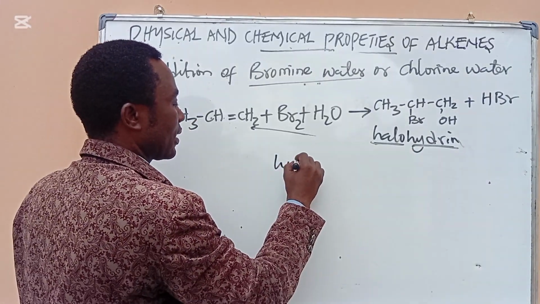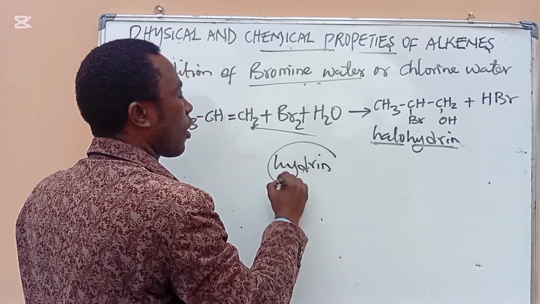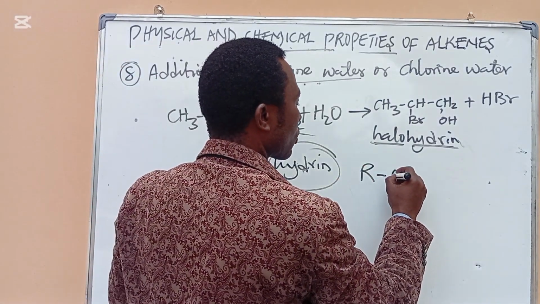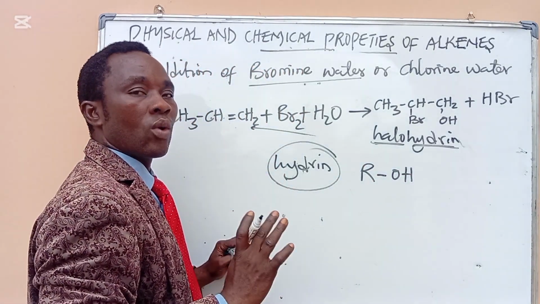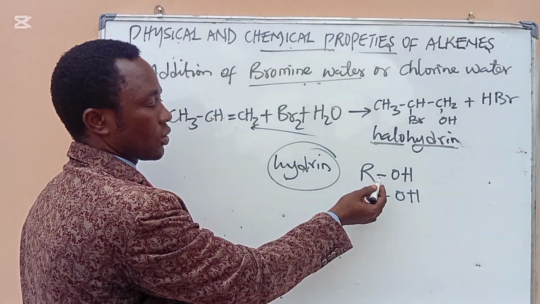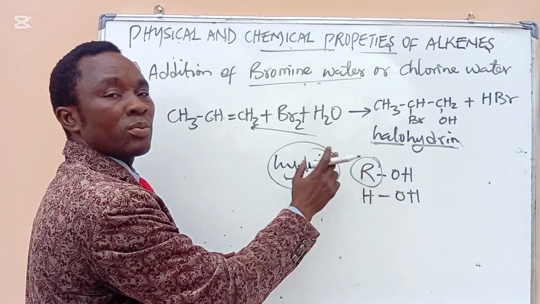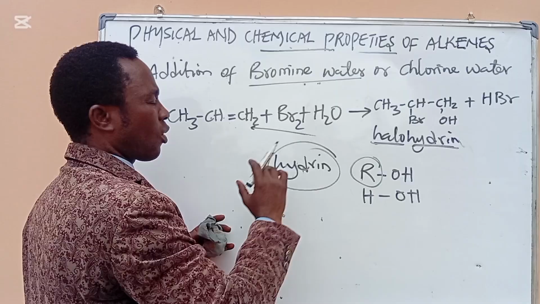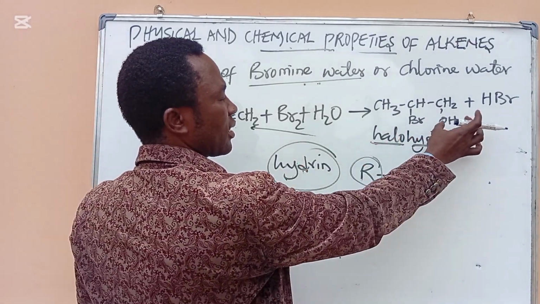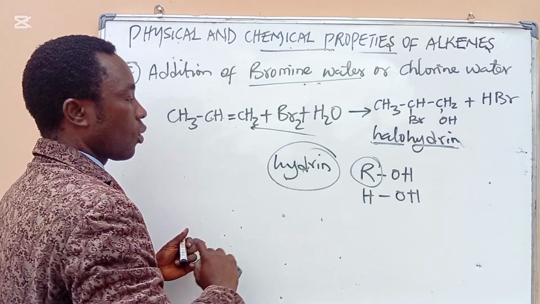Hydrins are usually compounds that are related to water. When you write alkanols, ROH, alkanols are related to water, because water is HOH. Now we see alkanols as compounds of water in which the hydrogen of water is replaced by an alkyl group. That is why alcohol is seen as a hydrin. So halo because of the halogen, then hydrin because the alkanol OH group is seen to be obtained from water.